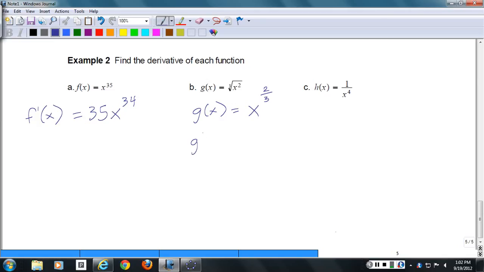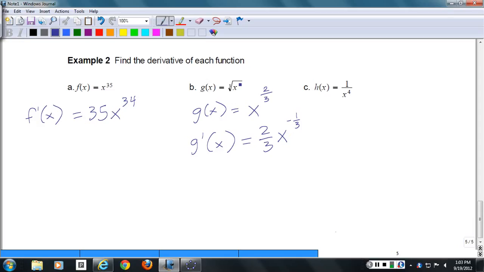So g prime of x, exponent comes out in front, and then we subtract 1 from the exponent. 2/3 minus 3/3. Would it be negative 1/3? No, negative 1/3. And then probably want to write the final answer so that it doesn't have a negative exponent.